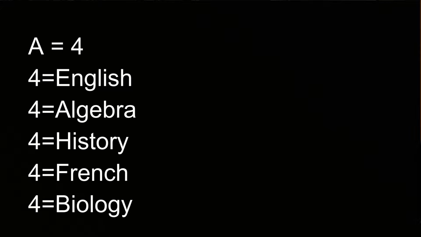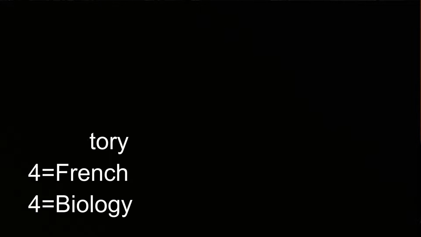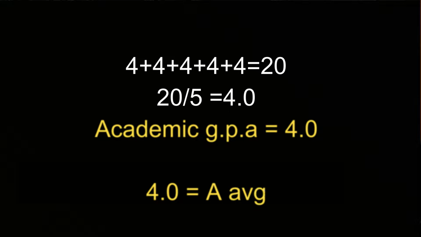So here's an example. A child has all A's in their core classes. So in those A's in those core academic classes, that would mean they have an A in their English class, an A in their math, an A in their social science, an A in their science, and an A in their foreign language. So that would equal 5 A's. So what you would actually do is you would give them a 4 for each A, and that would equal 20.